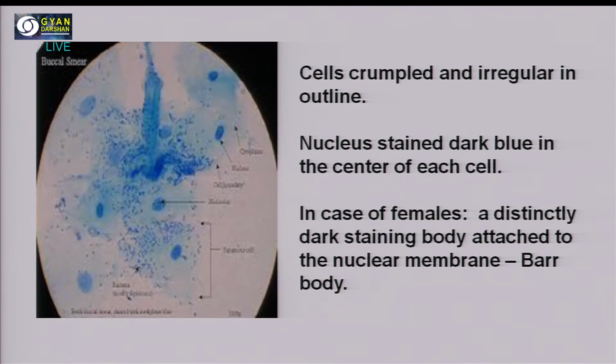If you stain it with methylene blue and visualize it under the microscope, the cells appear crumpled and irregular in outline. The nucleus stains dark blue in the center. And if you have isolated this buccal smear from females, then in addition to the above features, you will notice one additional feature, that is the Barr body. What is a Barr body? It is a distinctly dark staining body attached to the nuclear membrane. So you can visualize this Barr body in samples taken from females.